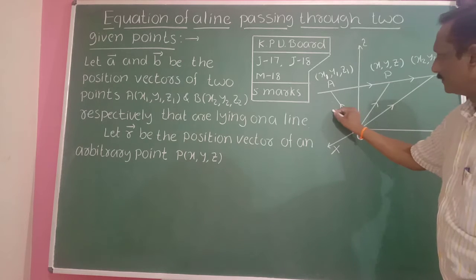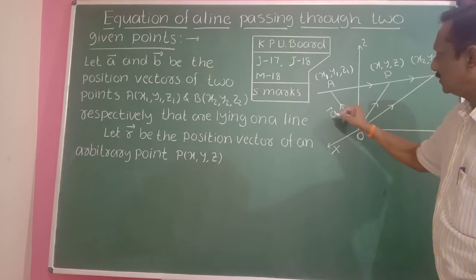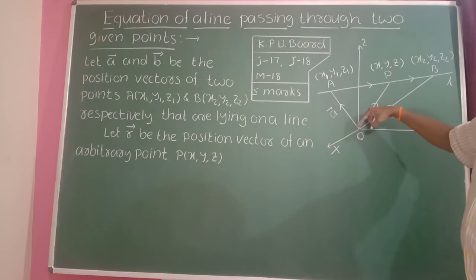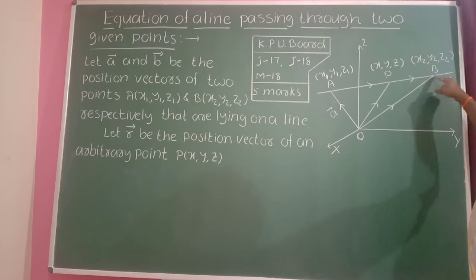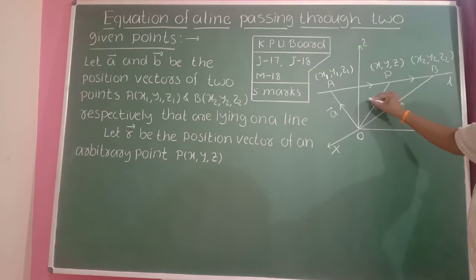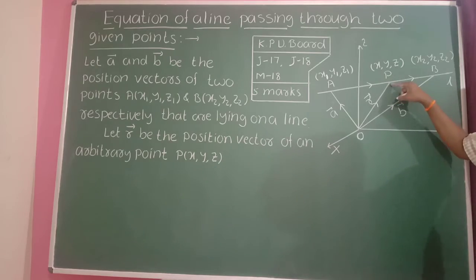Hence OA bar is the position vector of the point A. OA bar is equal to A bar, OB bar is equal to B bar. So this is the position vector of the point B, and OP bar is equal to R bar. So this is the position vector of the point P here.